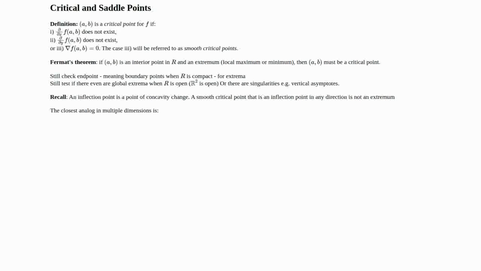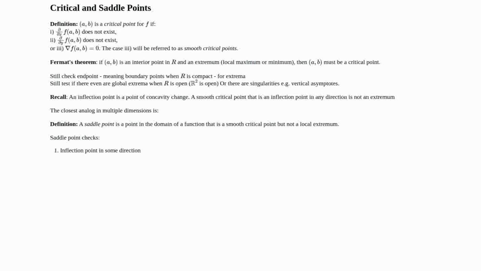There is no multidimensional version of an inflection point. The closest analog is a saddle point. A saddle point is a point in the domain of a function that is a smooth critical point but not a local extrema. And so we check to see if we have a saddle point.